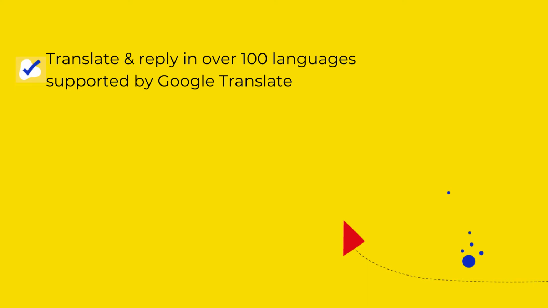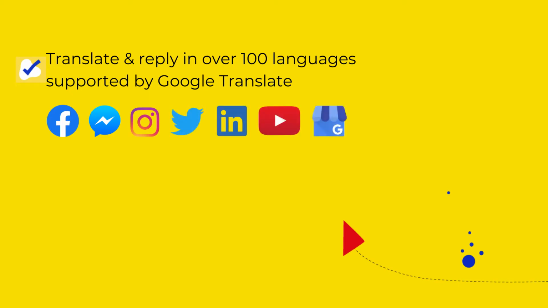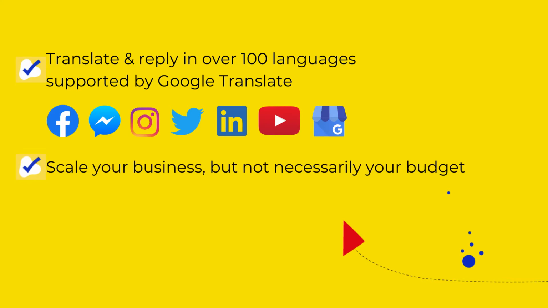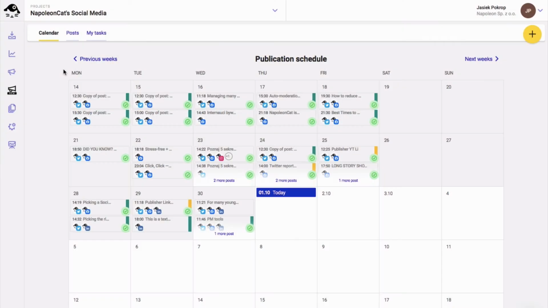Translations work with all platforms available in our social inbox: Facebook, Messenger, Instagram Ads, Twitter, LinkedIn, YouTube, and Google My Business. With translations, you can scale your business, but not necessarily your budget. Let me show you how it works.